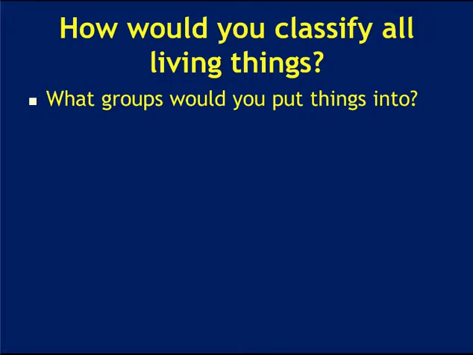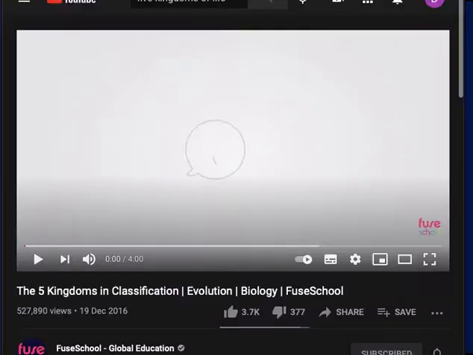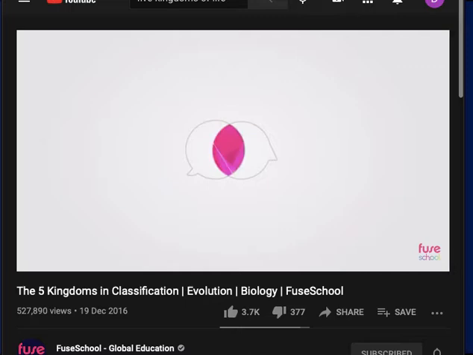So if you had to classify things, what groups would you put them into? I'm pretty certain if we were in lesson, you would definitely give me plants and animals. You might give me some type of microorganisms, and you would be on the right track. So just to help us a little bit with our understanding, we're going to have a look at this.